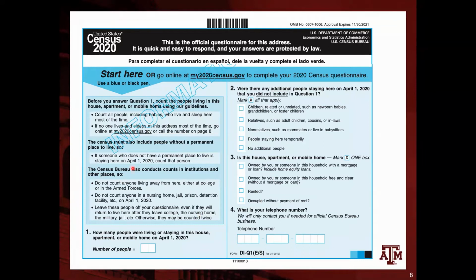So in this first portion of the questionnaire, you have basic information: how many people are living in the household, and the census date is all in reference to April 1st. Just to be sure, if there were additional people staying there on April 1st that were not included here, we also ask this question. The Census Bureau also asks if the house is owned or rented or occupied, and a phone number if they need to get in touch with them again.